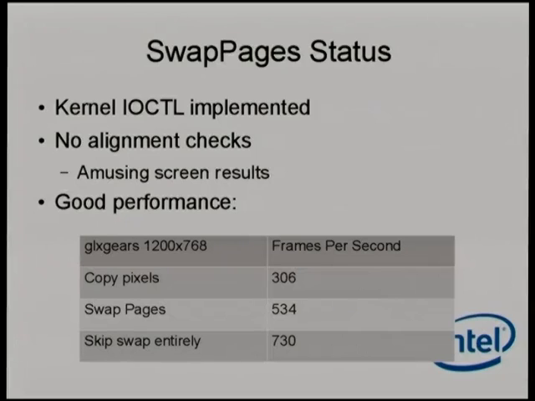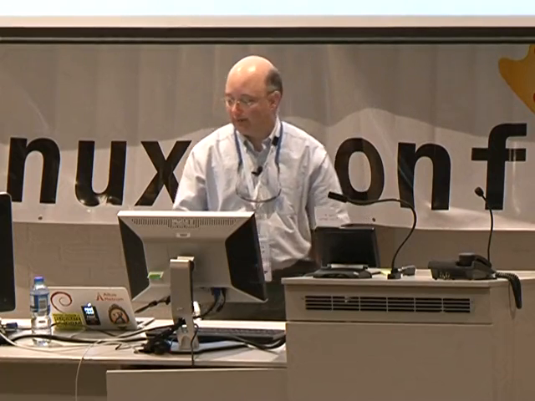But what I got was some really interesting performance numbers. It was way better than I expected. To do the copy pixels for a window that almost covers my screen is 300 frames a second with the application. To do the swap pages, I got 534 frames a second. But to skip the swap entirely, just keep painting the same back buffer and not do anything, was 730 frames a second. So I'm like halfway, more than halfway, from the copy to doing nothing. So things are doing pretty good.